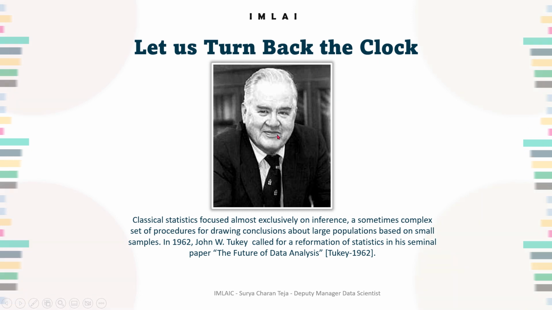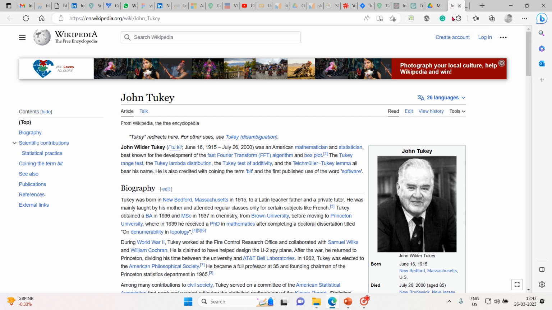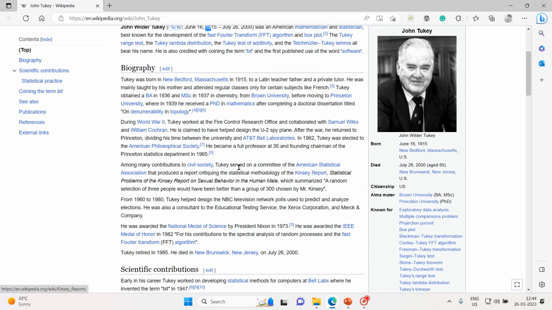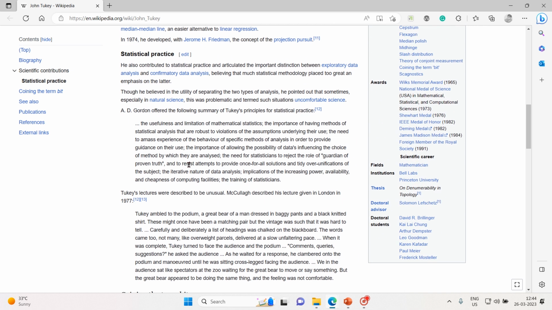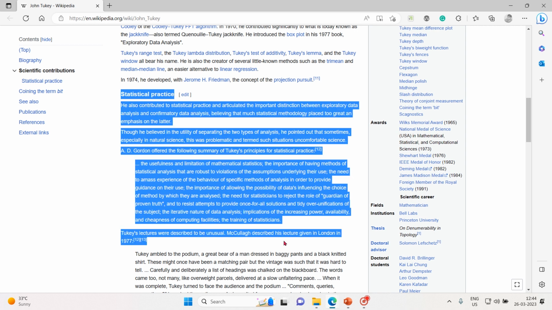Let's look into the Wikipedia of this guy. So John Wilder Tukey, 1915 to 2000, was an American mathematician and statistician. And he also worked on the development of the fast Fourier transform, the FFT algorithm, and the box plot. So this is his biography, and you can go through his scientific contributions here, and this is what is most important for us: statistical practice.